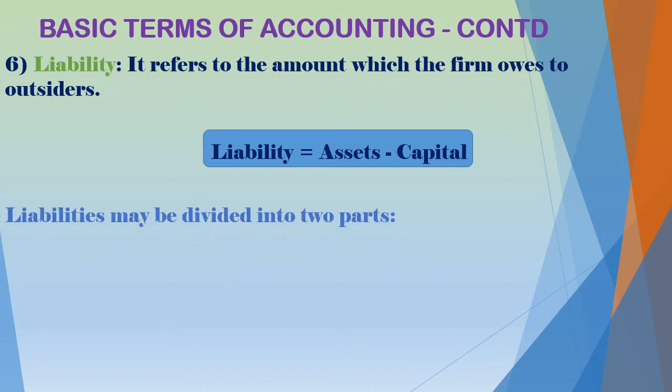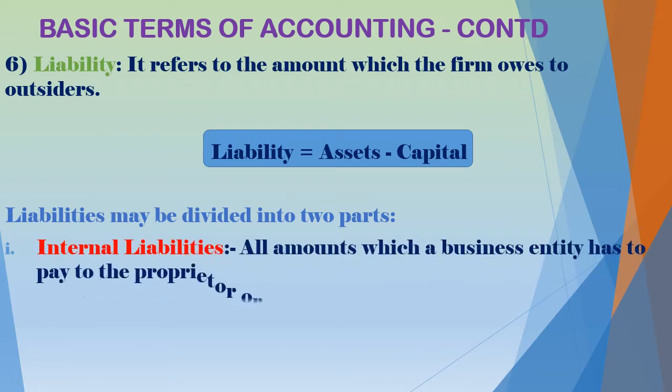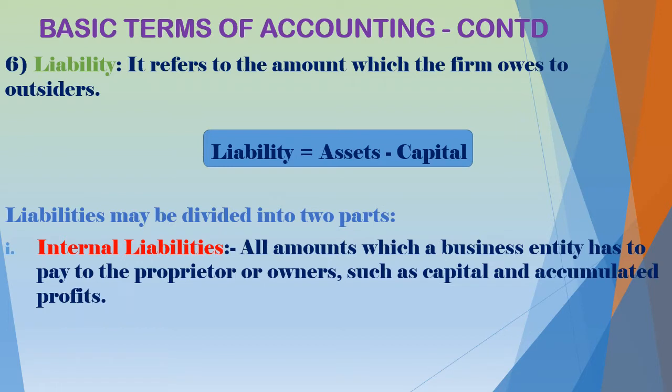Liability may be divided into two parts. Internal liabilities: all amounts which a business entity has to pay to the proprietor or owners, such as capital and accumulated profits. So the internal liability is what the business entity has to pay to the owners or proprietors. Now you might get confused about how the owners will be paid, because they themselves are the owners of the company.